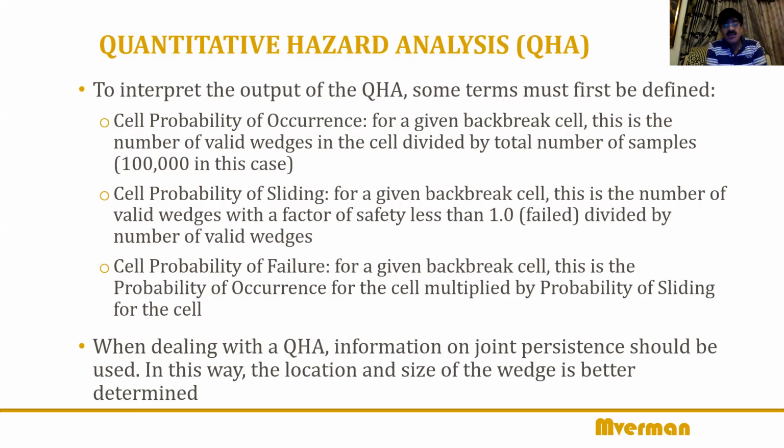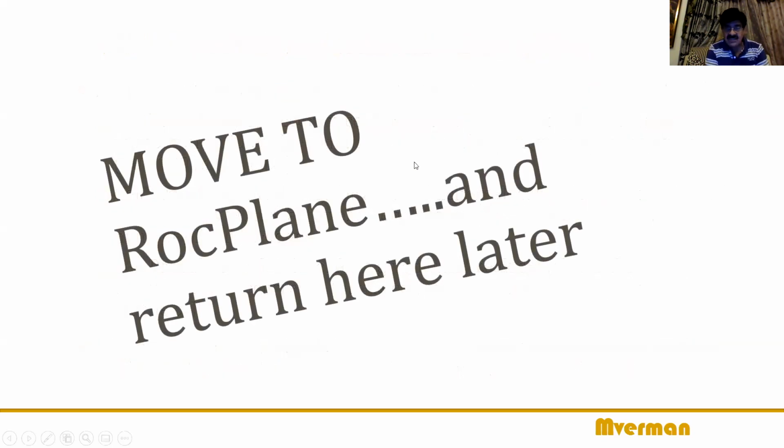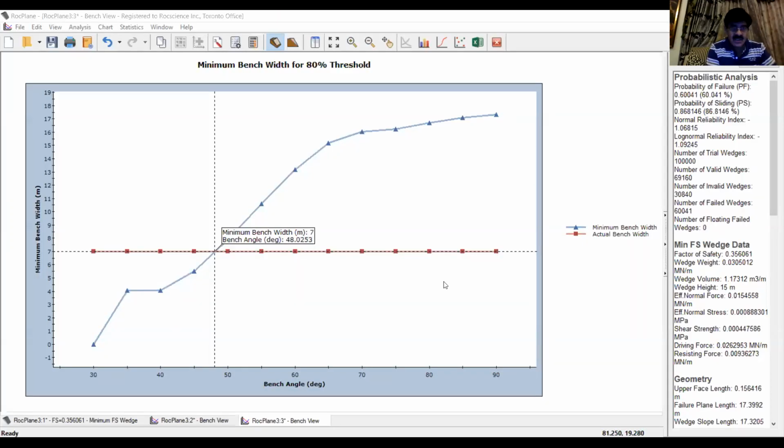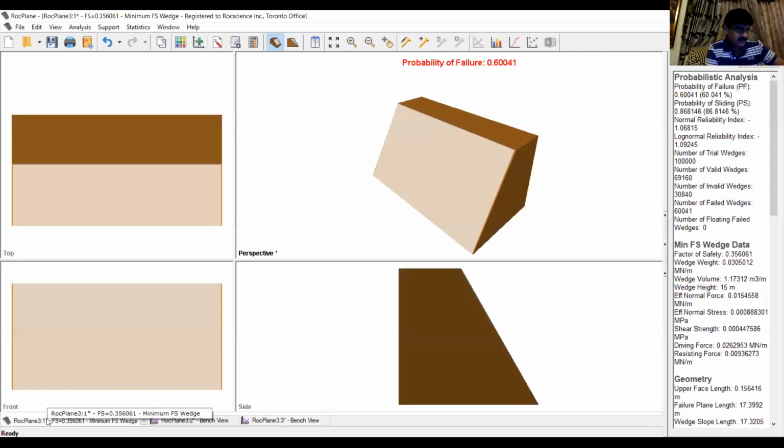So when you deal with QHA, information on joint persistence should be used, which we'll do now. In this way, the location and size of the wedge is better determined. And now is the time to move back, as the presentation is telling us, to the software. We are coming to the end of it almost. In case we have something else planned, just 10 more minutes and we'll be done. We share and we go back to the software. Is this the one? I think so. Yes. So we go back to the software.